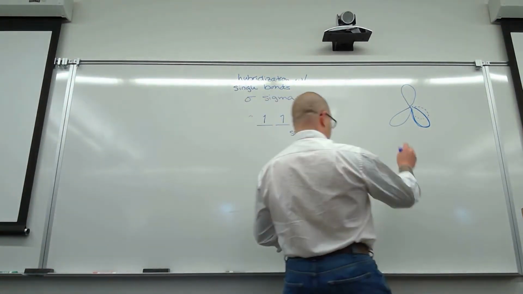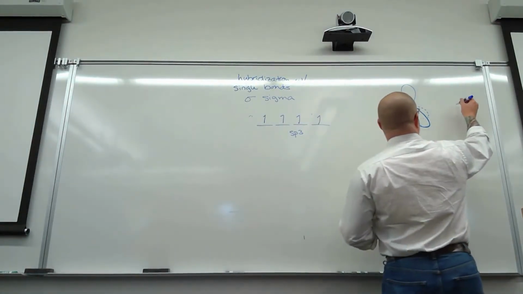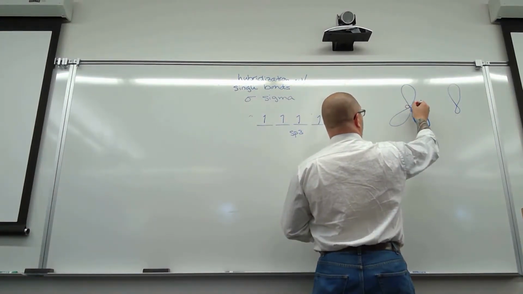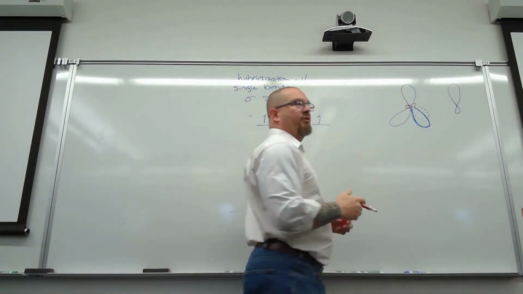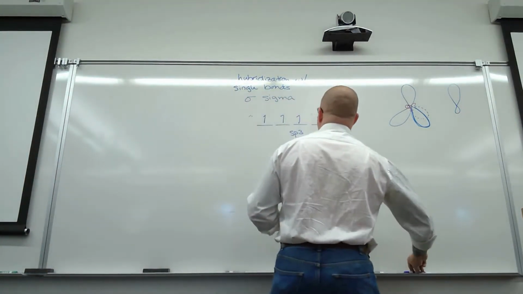There's also small nodes because each of these sp orbitals actually looks like this. Behind each of these, there's a small node of the orbital also, but it's rarely drawn. And you don't have to draw it.